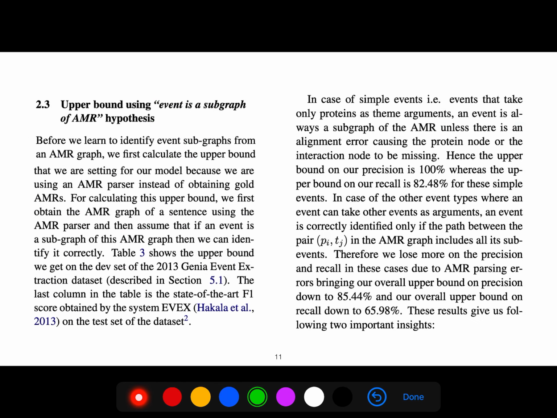So, upper bound using the event-is-a-subgraph AMR hypothesis. Before we learn to identify event subgraphs from the AMR graph, we first calculate the upper bound that we are setting for our model, because we are using an AMR parser instead of obtaining gold AMRs. For calculating this upper bound, we first obtain the AMR graph of a sequence using the AMR parser, and then assume that if an event is a subgraph of this AMR graph, then we can identify it correctly.